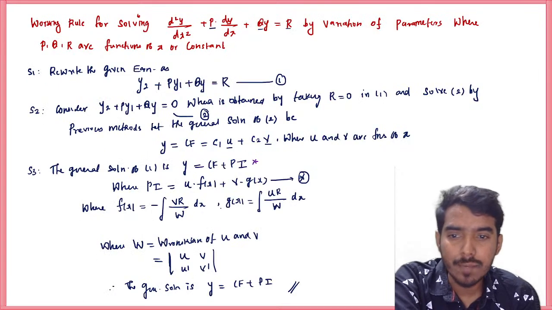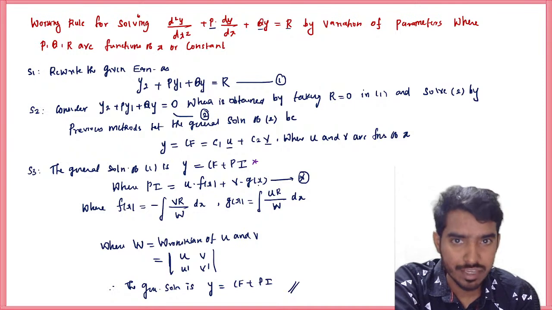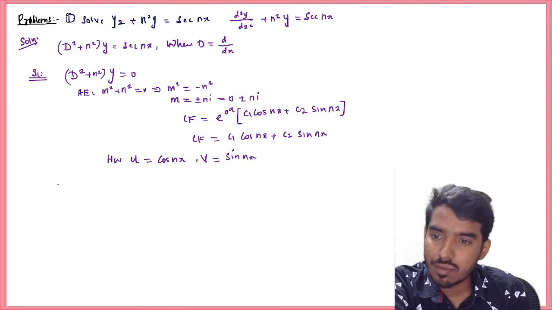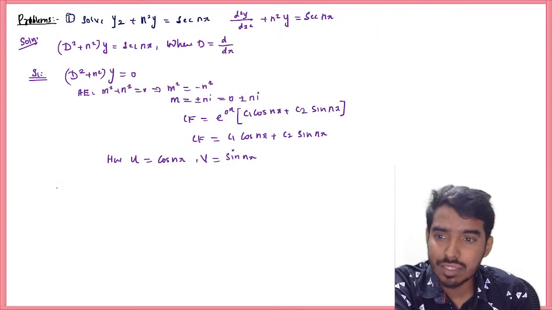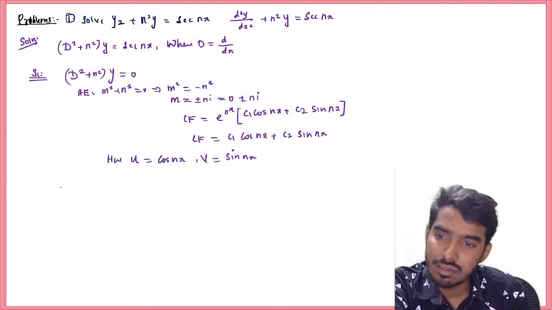That's it. Now we will find the particular integral. For the particular integral, what is the formula? u f of x plus v g of x, right? Before that, we'll find the Wronskian. So what is the Wronskian here?